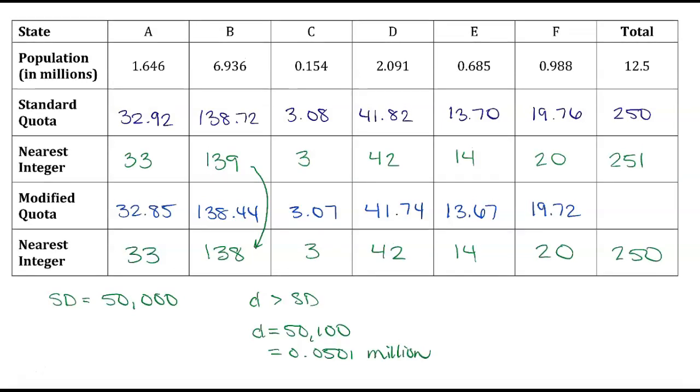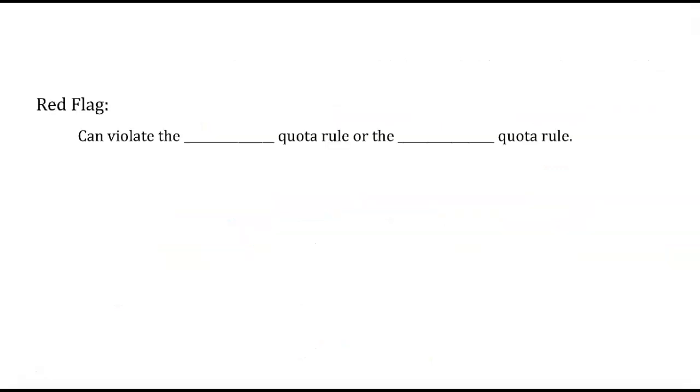So what do you think of the potential hangups of Webster's method? Of course, it's not the easiest to implement because it still could take a couple of tries to find a modified divisor that works. It also has the potential to violate the upper quota rule or the lower quota rule.